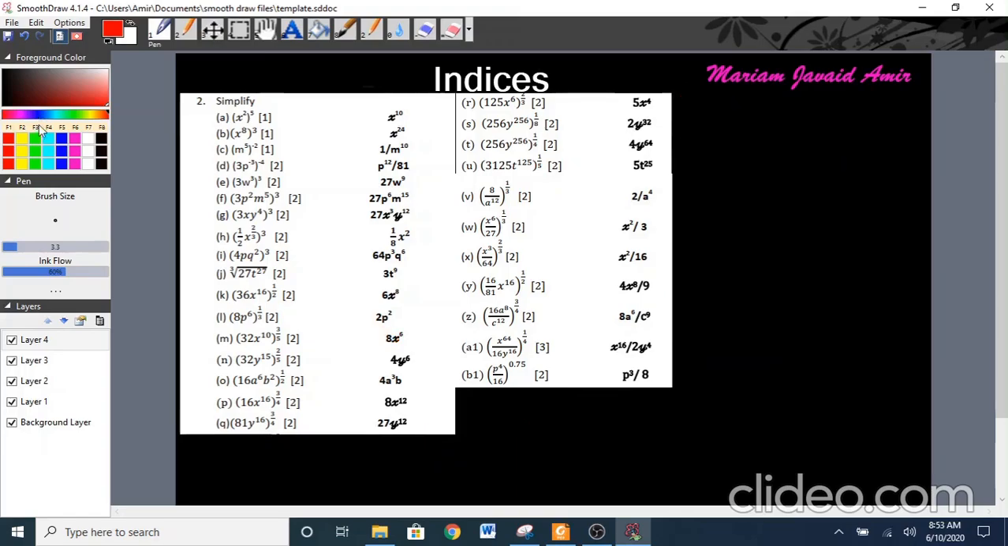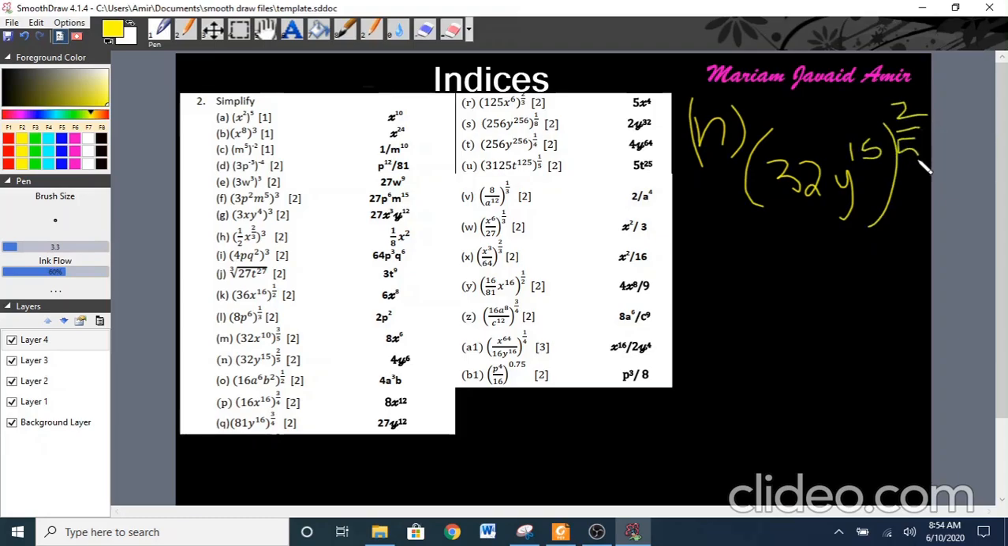Part N, 32 x 10, 3 over 5. So we just did this, I've copied the wrong part. So 32 y 15, power 2 by 5. So again 32 power 1 times 2 by 5 is power 2 by 5, y power 15 times 2 by 5 will be, 5 will get cancelled with 15, 3 times 2 is 6. So this is what we'll get.